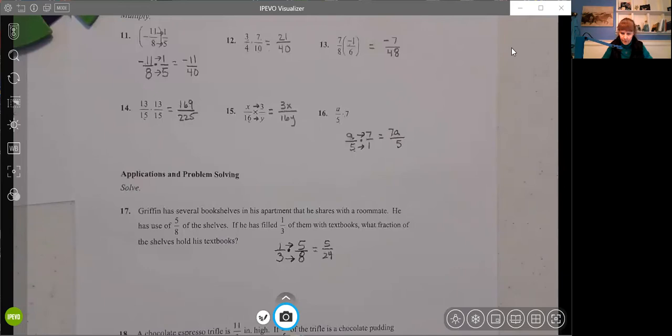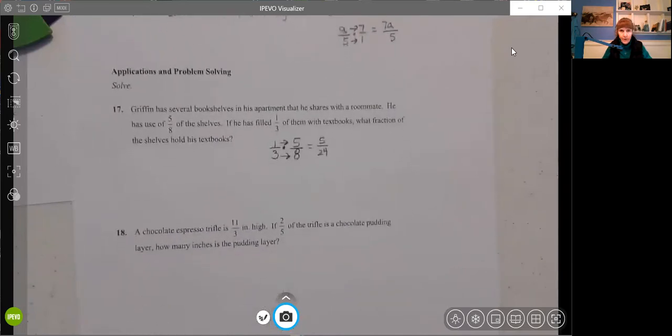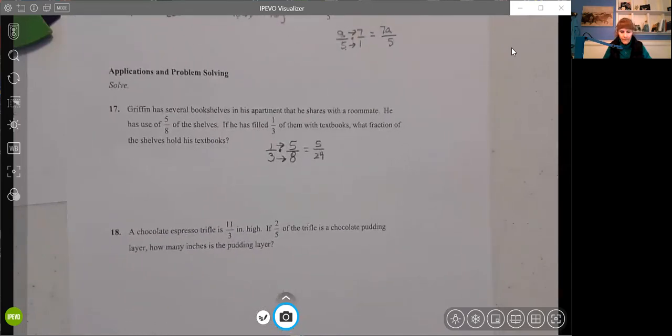Let's look at another story problem as a sample for your homework. All right, a chocolate espresso trifle is 1 1/3 inches high. If 2/5 of the trifle is a chocolate pudding layer, how many inches is the pudding layer?